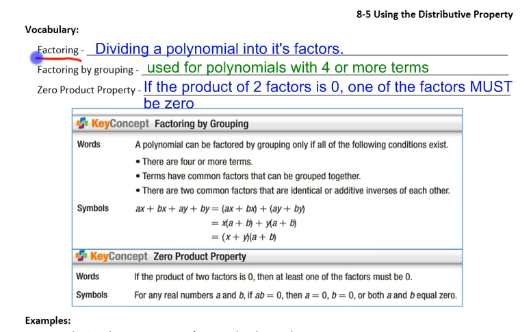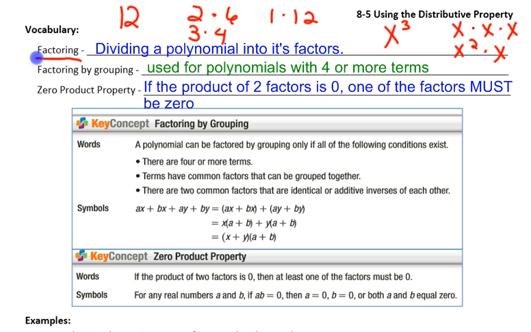So factoring is dividing a polynomial into its factors, right? So for example, if I have the number 12, I can factor it into 2 times 6. I could factor it into 3 times 4. I could even factor it into 1 times 12. That's called factoring. And we can do the same thing with polynomial expressions. If I had just a very simple x to the third, I can factor that into x times x times x. I could do x squared times x, right? So that's what we're going to be working on, is kind of working backwards.